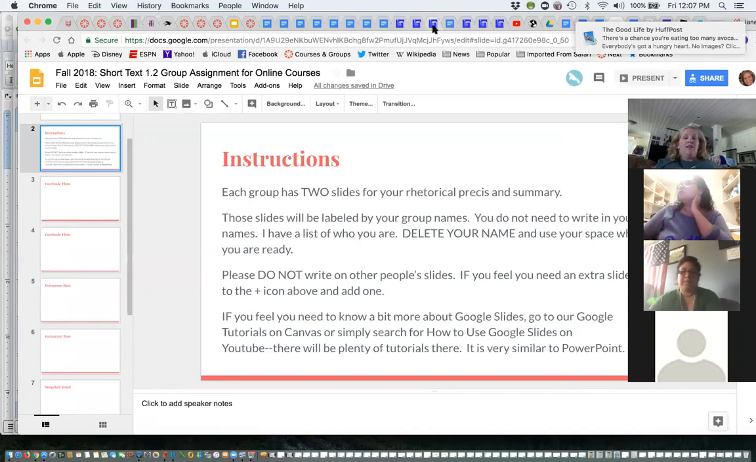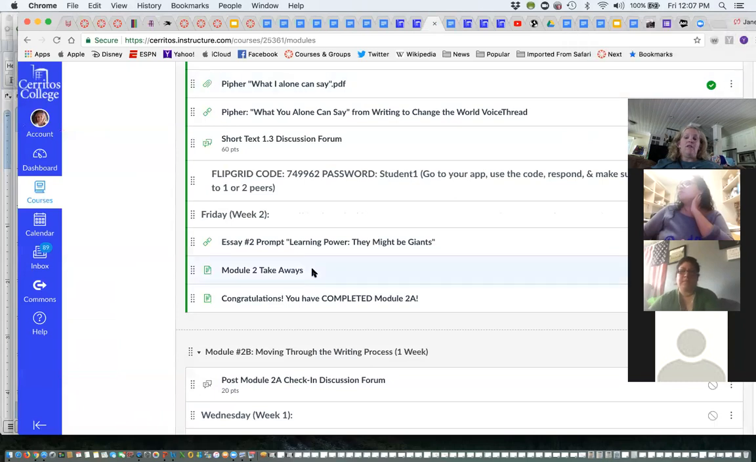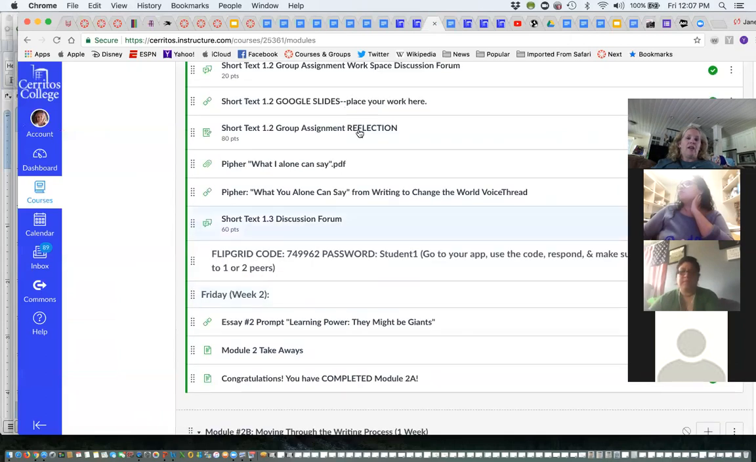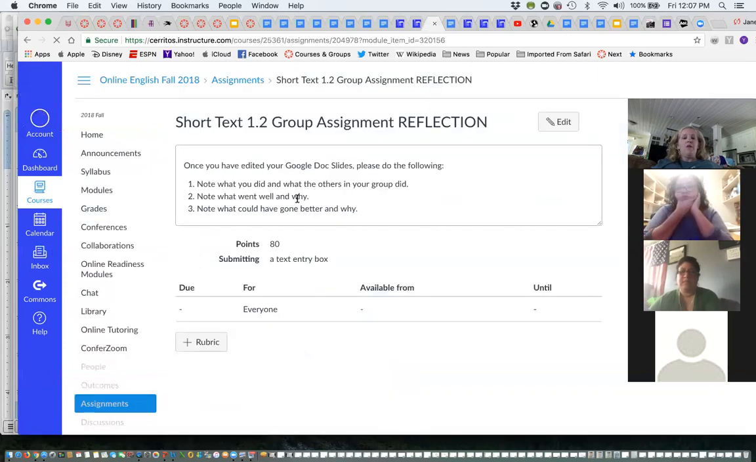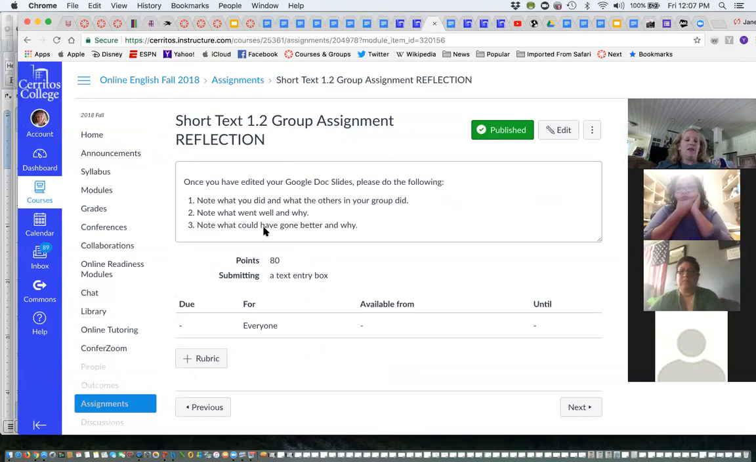The last thing that you are doing before you check out everybody's slides is a reflection. This is where you're going to get most of your points. I'm going to give you some points for your discussion forum, but most of your points are going to be here, just because it's an easy place for me to put this, and everybody has to do it. Once you've edited your Google Slides, you are going to note what you did and what others in your group did. You're going to note what went well and why, and what could have gone better and why.